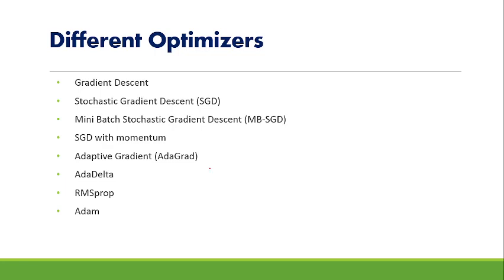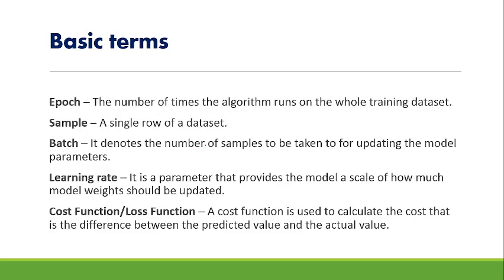Let us talk about gradient descent first. Before going to gradient descent, try to understand some of the terminologies we are going to use. Epoch: the number of times the algorithm runs over the whole training data set is called an epoch. Imagine you have a total of 100 observations in the given data, that is 100 rows in your Excel. When it completes the turns of all 100 observations, it is called one epoch.